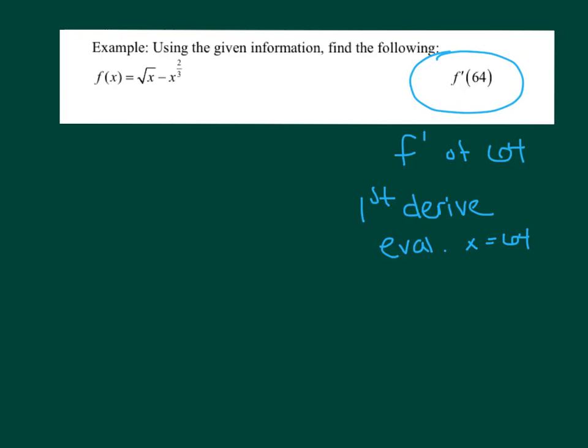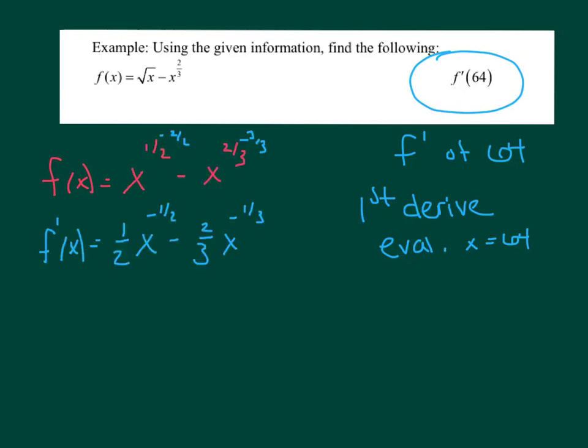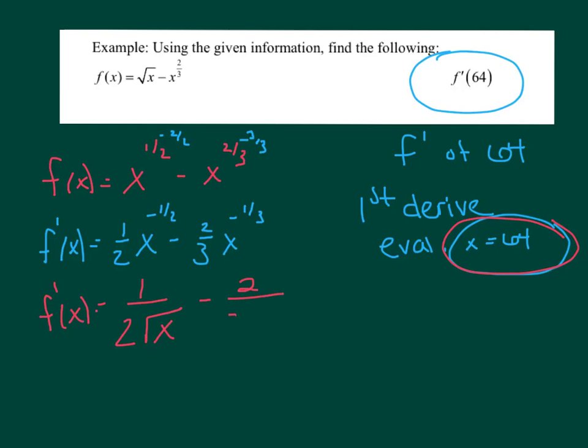So hopefully you've got it by now. Like I said, pause it. See if you can get the derivative correct. So I've got mine, hopefully yours matches up. Now you'll notice before I attempt to plug in 64, I always clean mine up. I don't like evaluating things with negative exponents, so I'm going to rewrite this before I substitute in 64. I'm going to say this is 1 over 2 radical x minus 2 over 3 cubed root of x.